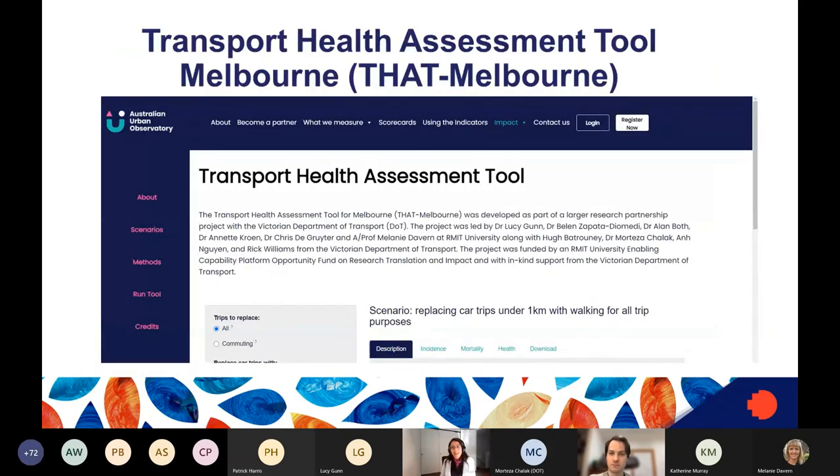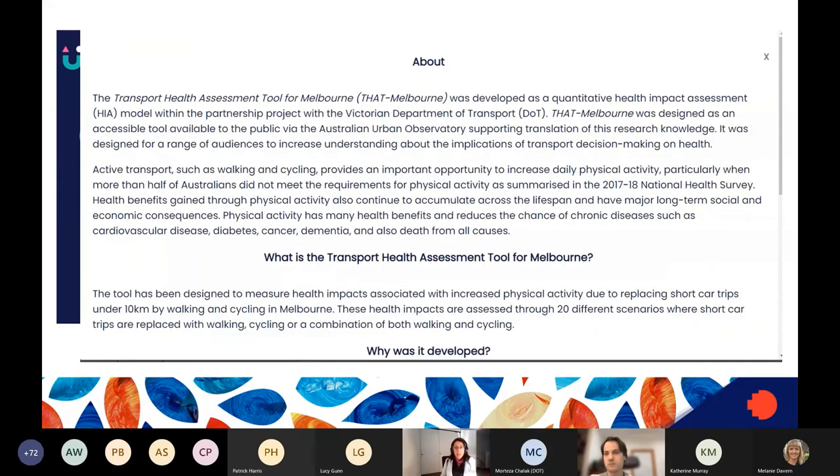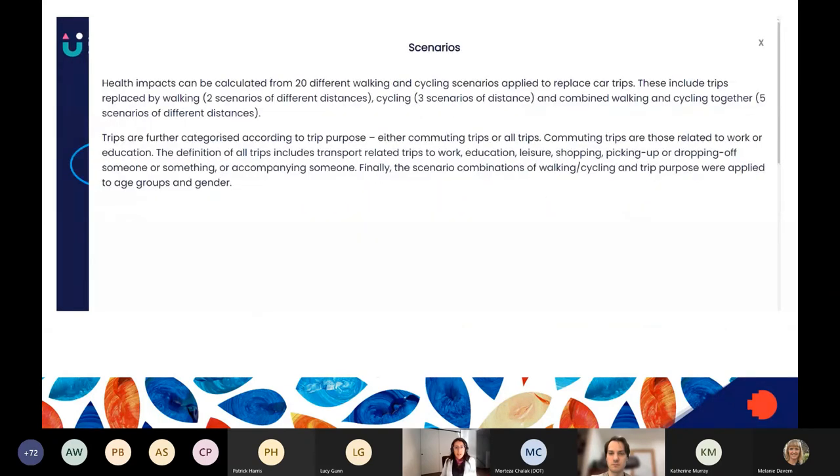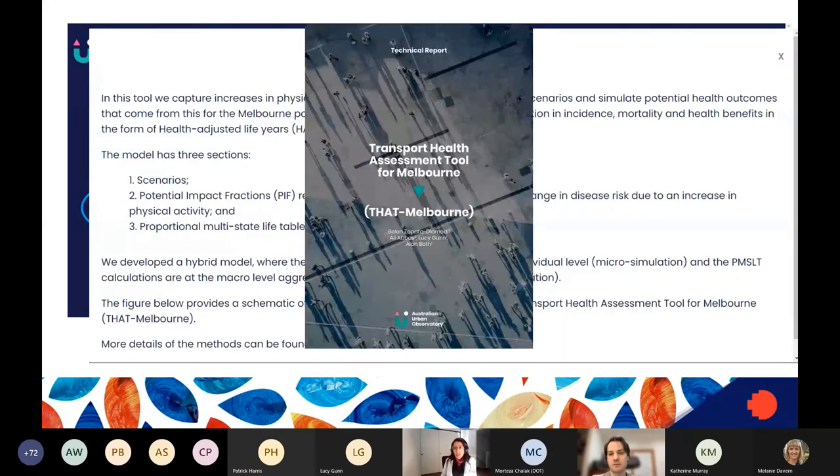After all that, now I'm going to show you a series of screenshots about the model. So when you come into the model, as Melanie explained, you need to go into the impact tab. This is the first interface that you find. There are a few options that you can choose from to learn about the project. If you go to about, we give an explanation about what the project is about, why it was developed, how it was developed. Then scenarios, and these are these 20 scenarios that we model. The methods, very brief on the methods in here, but then if you're interested in learning more, you can look at our report. And if you have any questions about the methods, please get in touch with us.